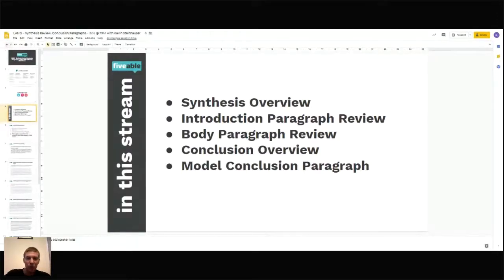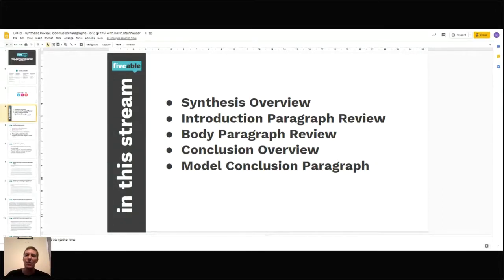So I'll talk pretty quickly about what synthesis expectations are, and then I'll show you a model introduction, a model body paragraph, and then we'll take a little bit more time, since that is our main topic of the night, to talk about conclusions. I am flexible here tonight. If anyone wants me to slow down on any of these pieces, please let me know. Again, I want to make sure everyone understands this is what I need to do to earn the synthesis.